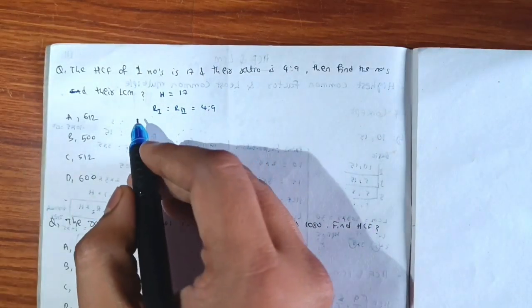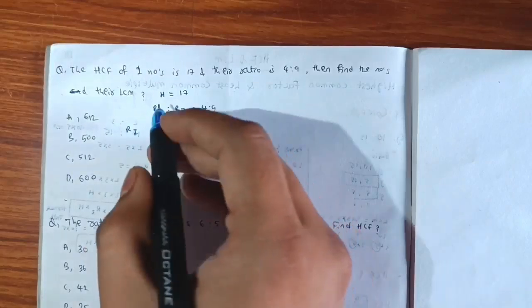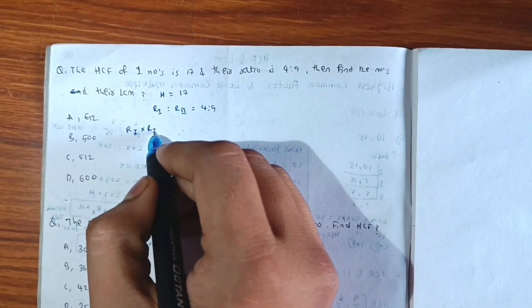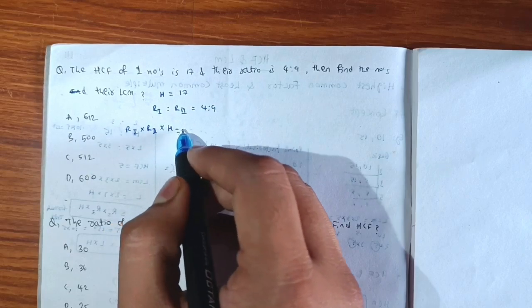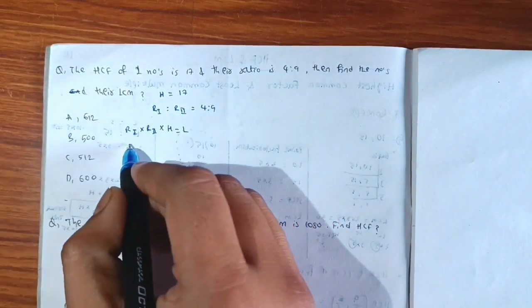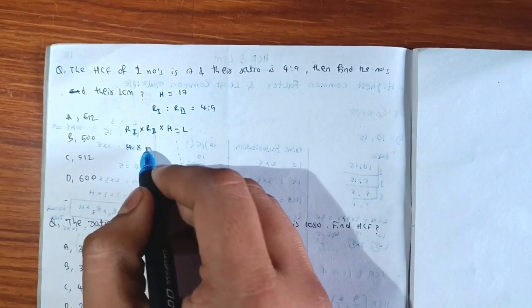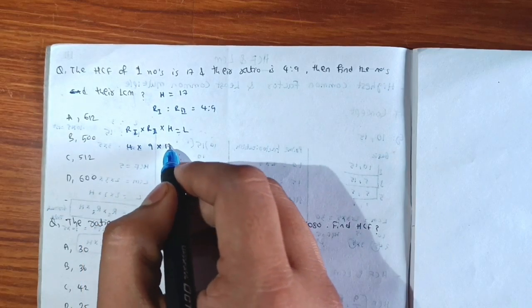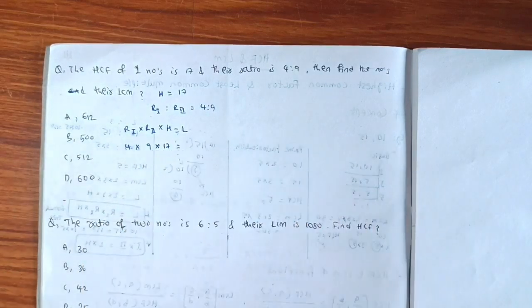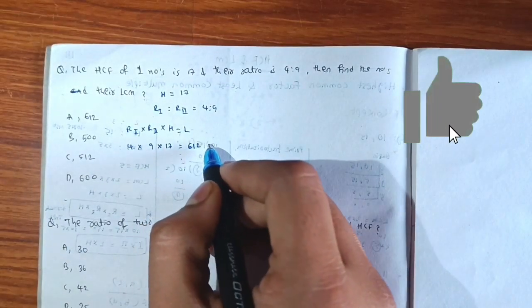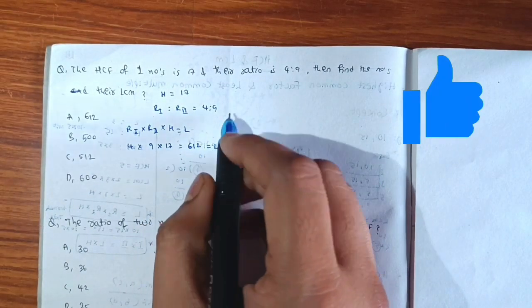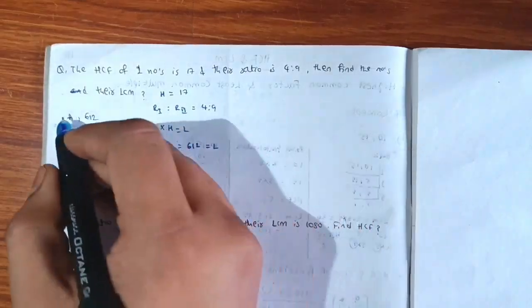We have a trick: the product of the ratio of the two numbers and the HCF is the LCM. Here ratio 1 is 4, ratio 2 is 9, and the HCF is 17. When you calculate, you get 612, which is the LCM of these numbers, option A.